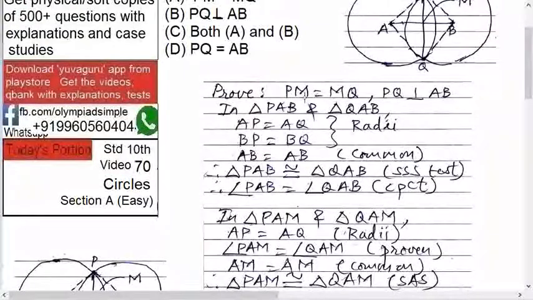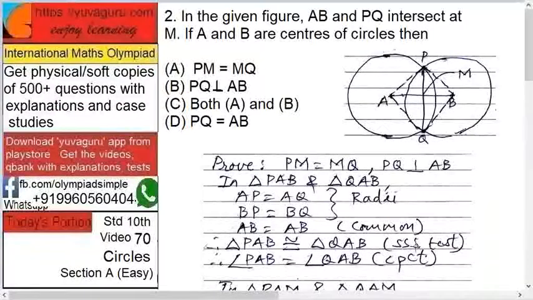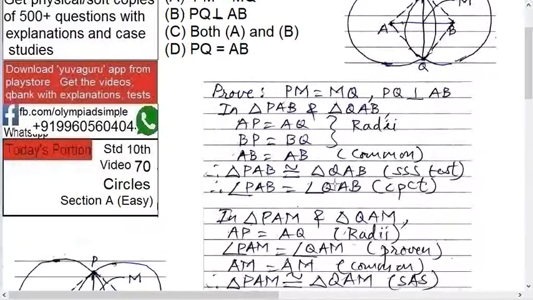Okay, in this figure what is given, we have to prove that PM equals to MQ and PQ perpendicular to AB. That's what we have to prove, right? In triangle PAB and QAB, these two triangles, AP equals to AQ and BP equals to BQ, radii. AB equals to AB, common side. Therefore triangle PAB congruent to triangle QAB by SSS test, right?